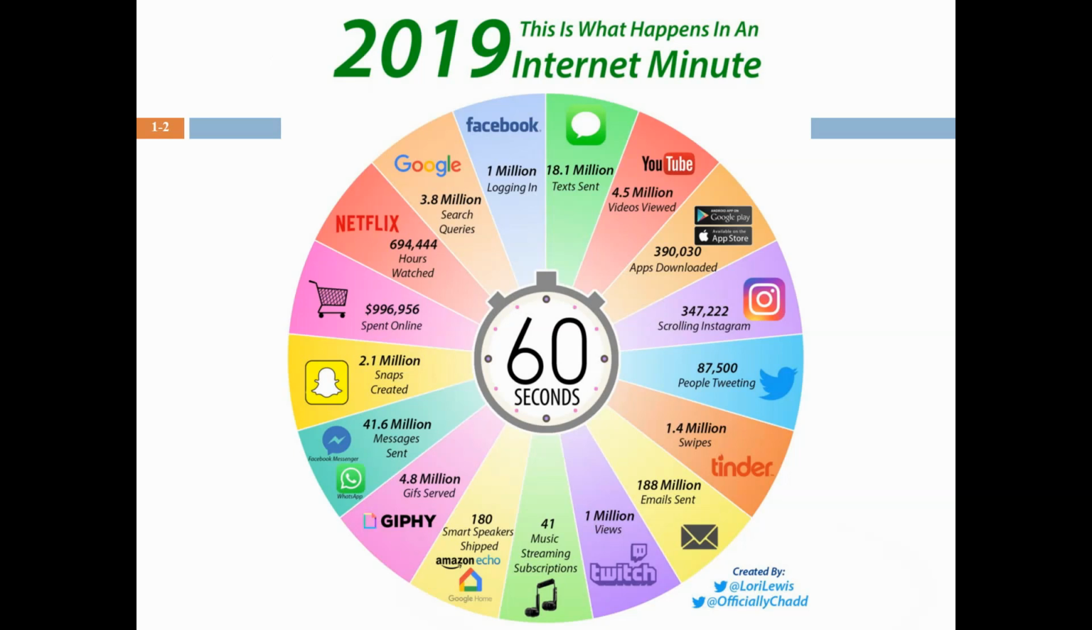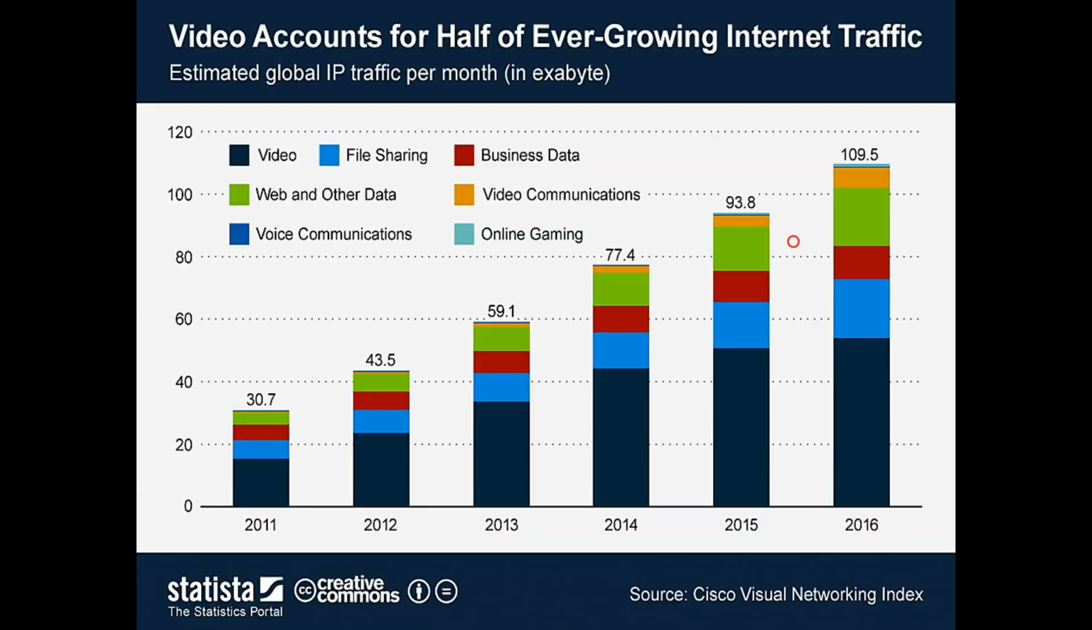As you see, in 1 minute over the internet, you have about 4.5 million videos viewed on YouTube. You have 8.1 million texts sent on WhatsApp, over 690,000 hours of videos watched on Netflix. And there are many other statistics, many other web applications that generate a significant amount of data. So you can imagine that the amount of data that travels over the internet at any given time is huge, just by looking at this figure.